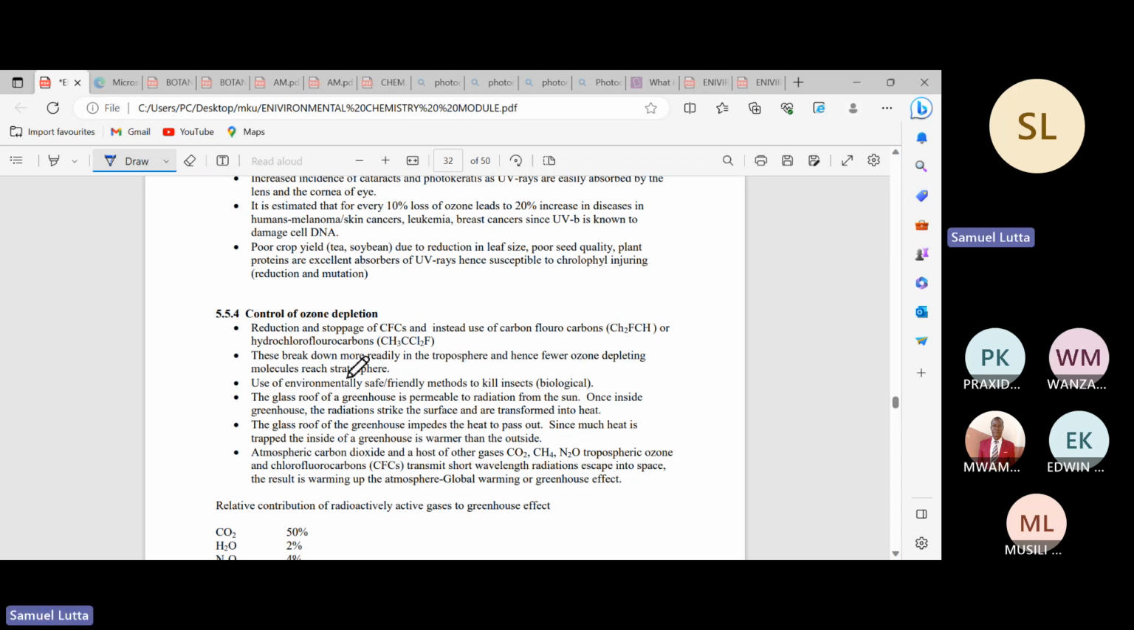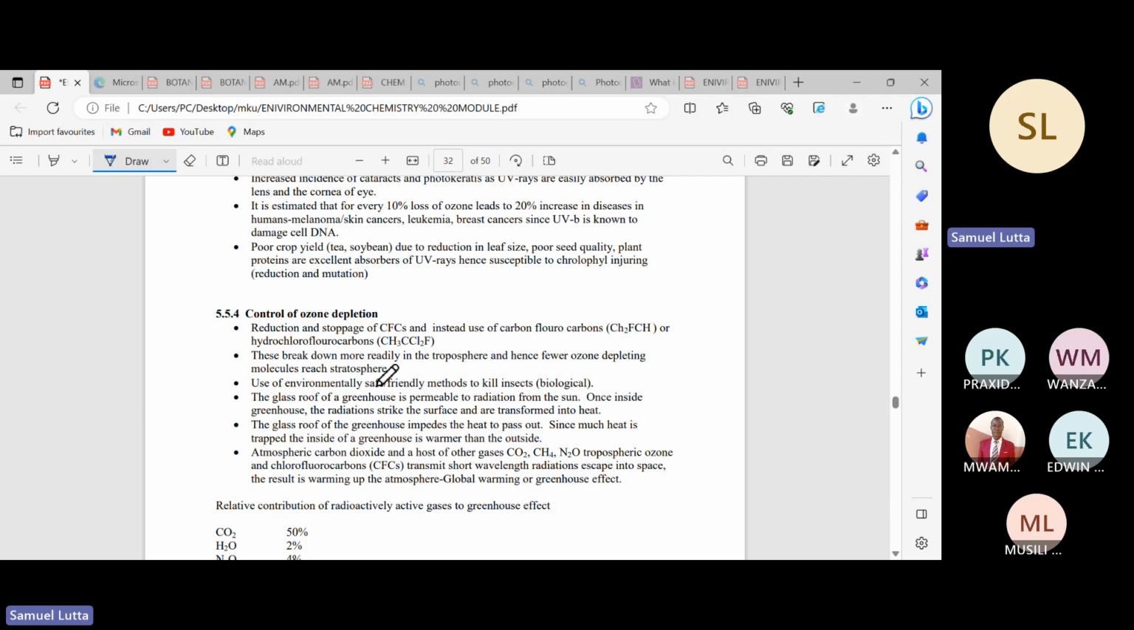So I think the most important thing is we just use friendly or safe methods in refrigerators and also to kill insecticides. So they're also found in pesticides. So what you may just need to do is instead of using the chemicals, you can use friendly methods. One of them could be biological to control the insects.